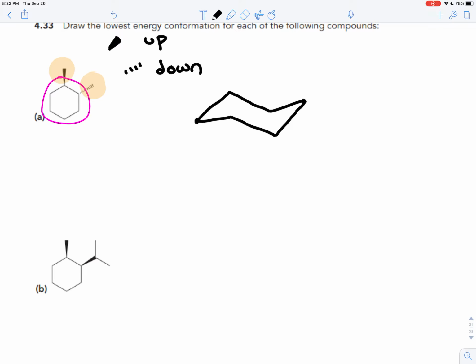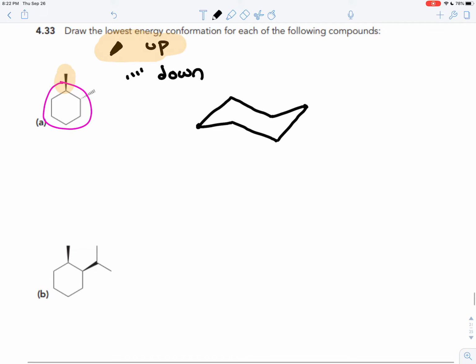Okay, so let's choose one of these methyl groups. So this one right here on the left. And we've decided that anything coming out at us will be going up. And so we want this to be equatorial. Now, the carbons on the ends are the easiest ones to remember, because if an end is pointing in a certain direction, like this end is pointing up, the axial position there is up. If an end is pointing down, the axial position there is down.